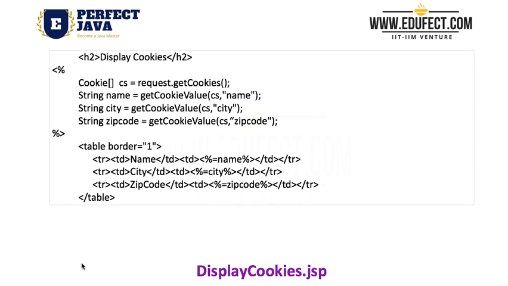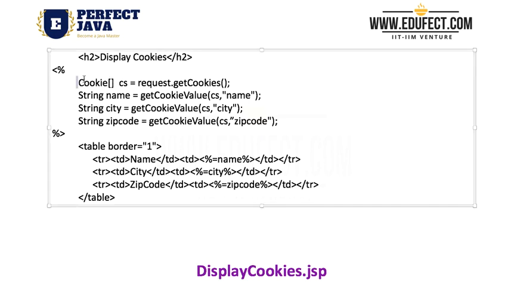Okay. Then what are we doing here? We need to now display the cookies. So we are calling request.getCookies, which will return us the cookie array like we did earlier. And now we are getting all 3 values, name, city and zip code, by calling the function getCookieValue with the cookies and whatever keyword is associated with it, which is name, city and zip code. Now we have the 3 values in our 3 strings and we need to display them. So we make a simple table, and in the table we display the values of name, city and zip code. So this is how we would do it.